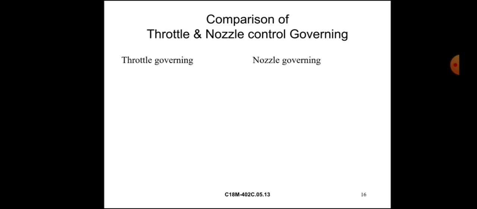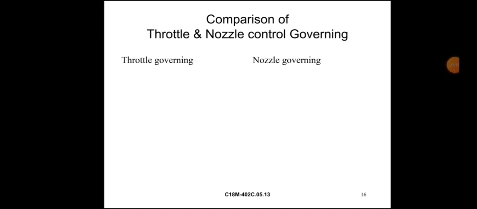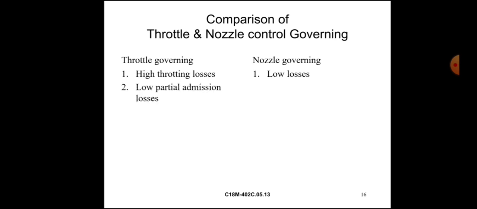Next we discuss the comparison of throttle and nozzle control governing. These are the two being compared. Throttle governing has high throttling losses, while nozzle governing has low losses. In throttle governing, there are low partial admission losses, while in nozzle governing they are high.